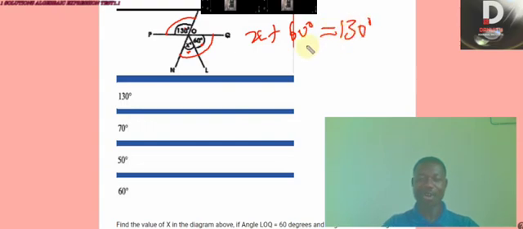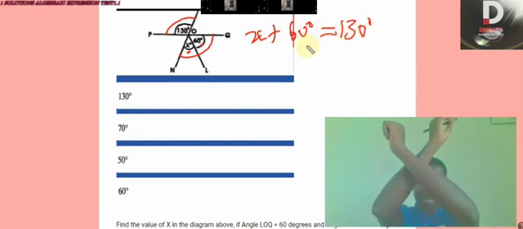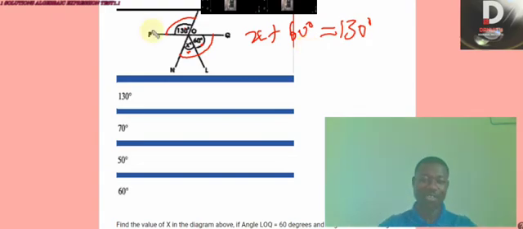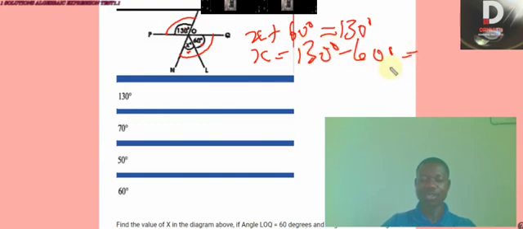We said vertically opposite angles are equal, scissors. Do you remember in the video? Beautiful. So for that reason, x is equal to 130 degrees minus 60 degrees, which equals 70 degrees. So the answer is 70. Beautiful. Isn't that nice?